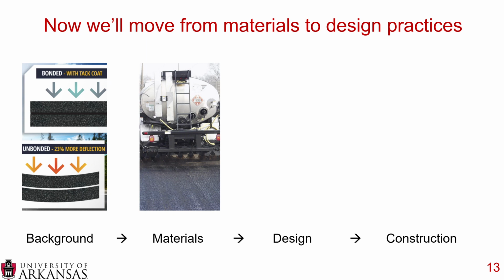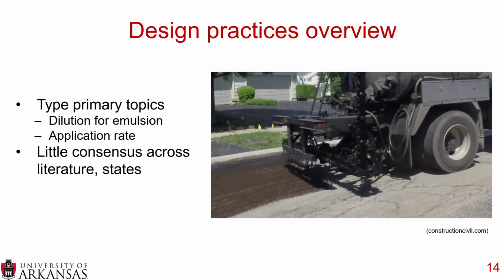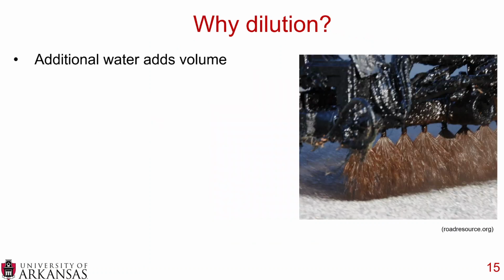Now we'll go into the design. So there are 2 primary topics that we're going to talk about. We're going to talk about the dilution for emulsion, and we're going to talk about the application rate. And really, even when you just look at these 2 bullets here, there's little consensus across literature in different states. So this is going to be kind of fun because we're going to hone in on what some specific states do, because they all have a little something different. They all have their idiosyncrasies. So let's start with dilution.